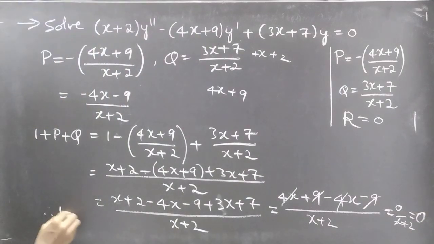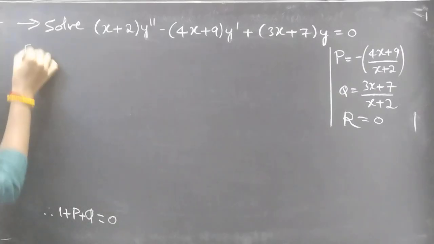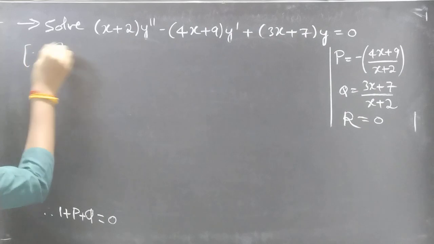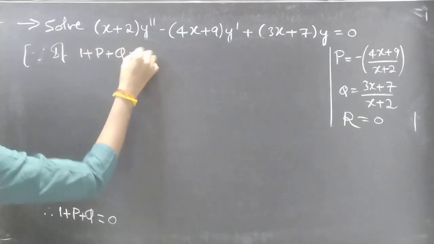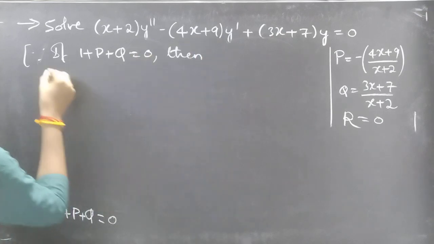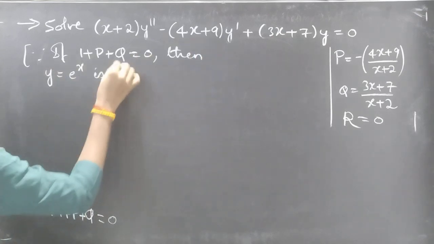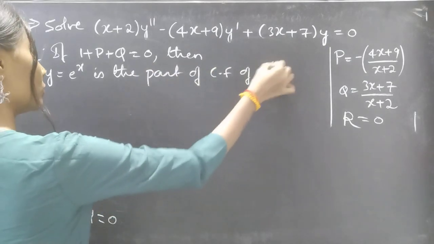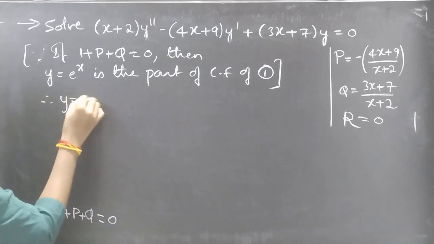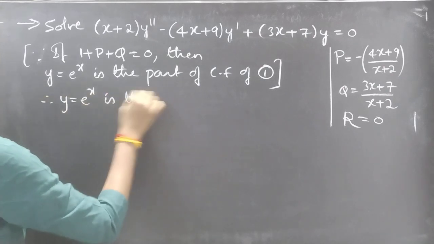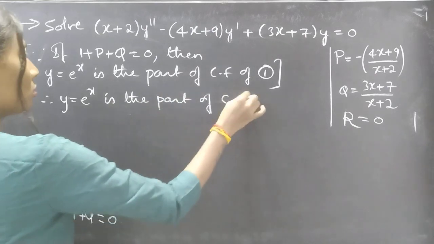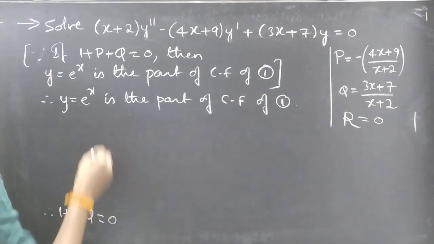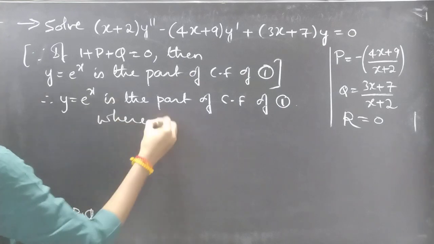Therefore, 1 plus p plus q equal to 0. We know that if 1 plus p plus q equal to 0, then y equal to e power x is part of the CF of 1. Therefore, y equal to e power x is part of the CF of 1, where u equal to e power x.